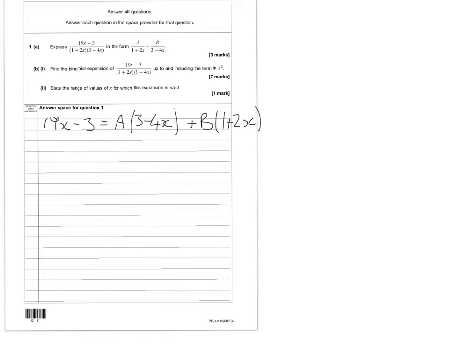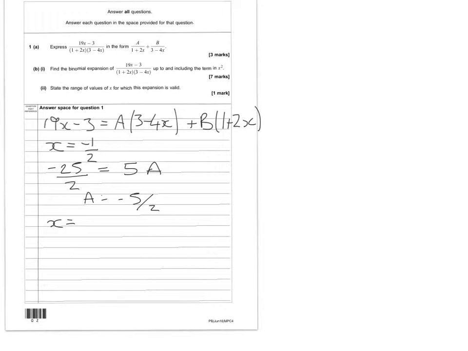So when x is equal to negative a half, that gives me negative 25 over 2 equals 5a, so a equals negative 5 over 2.